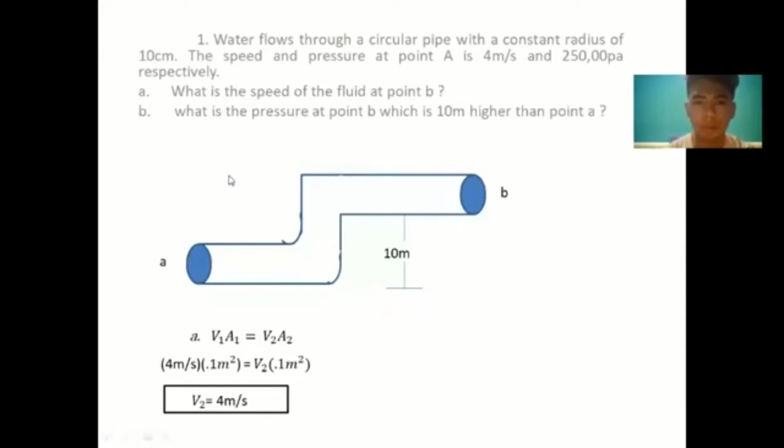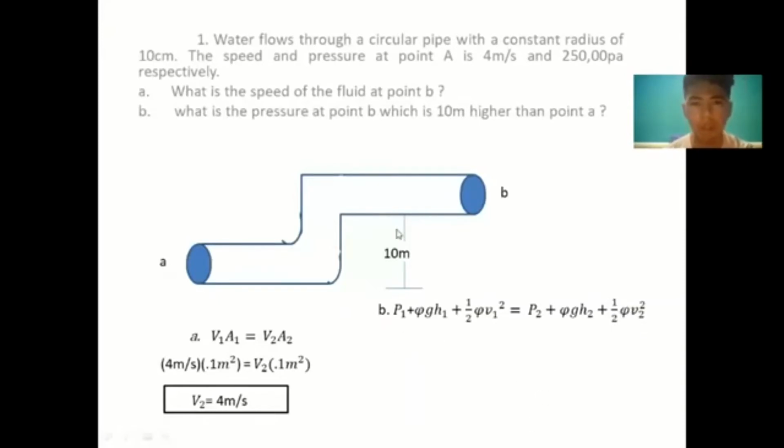So to letter B, what is the pressure at B, which is 10 meters higher than point A? So we know that the formula of the Bernoulli's equation is this: pressure 1 plus density times gravity times height 1 plus 1/2 rho velocity 1 squared equals pressure 2 plus density times gravity times height 2 plus 1/2 rho v squared 2.